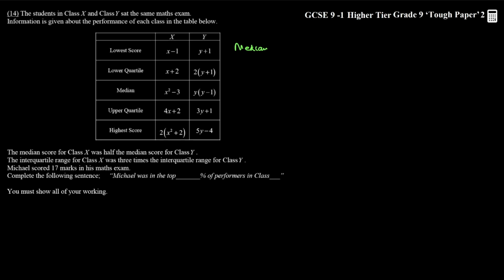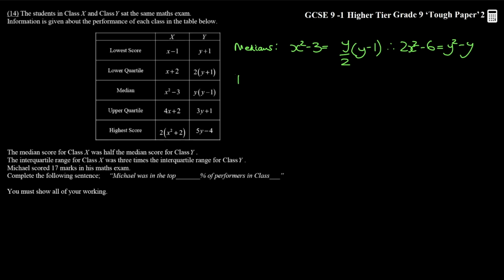Okay, so dealing with the medians. It says that the median score for class X was half that of class Y. Okay, so we can say that x squared minus 3 is equal to half the median. So therefore I get that 2x squared minus 6 is equal to y squared minus y. So that's equated the medians.